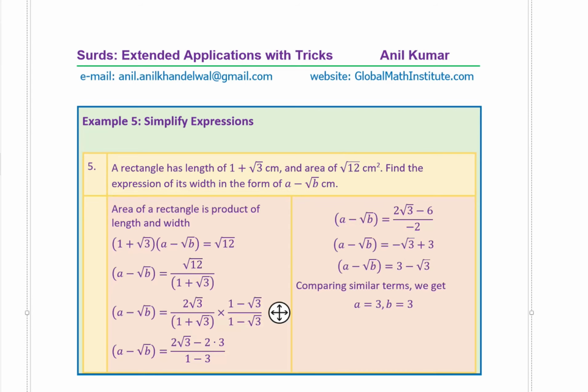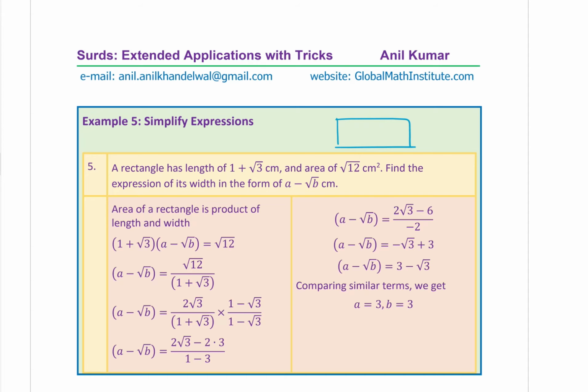Now we'll take some interesting questions. Begin with a word problem here. A rectangle has length of 1 plus square root 3 centimeters and area of square root of 12 centimeters square. Find the expression of its width in the form a minus square root b. So let's consider area of a rectangle, which is length times width, right? So whenever we say area of a rectangle, it is length times width.